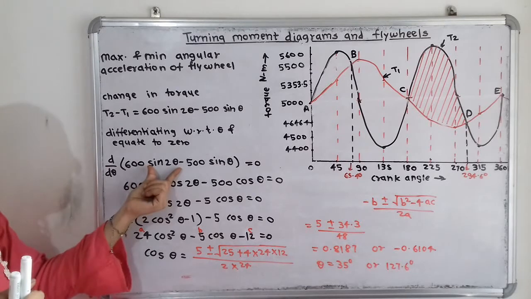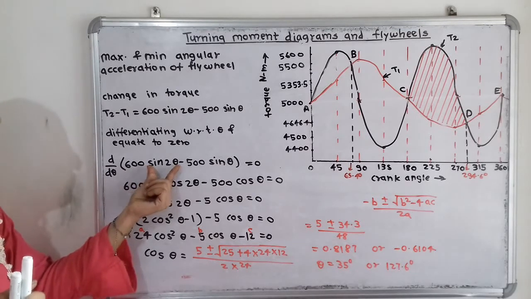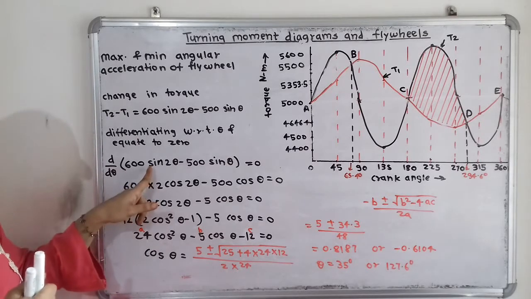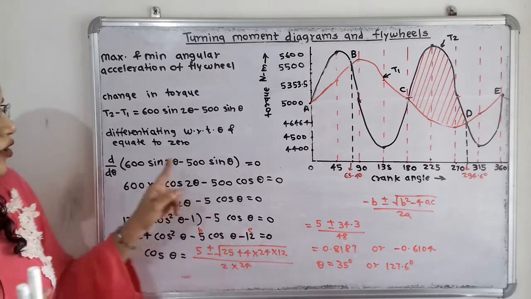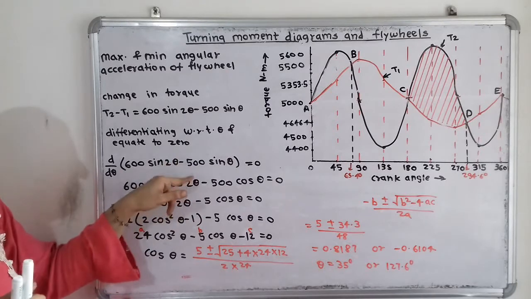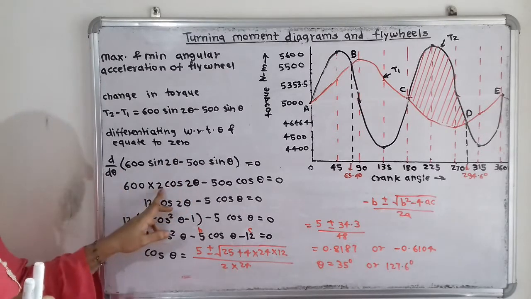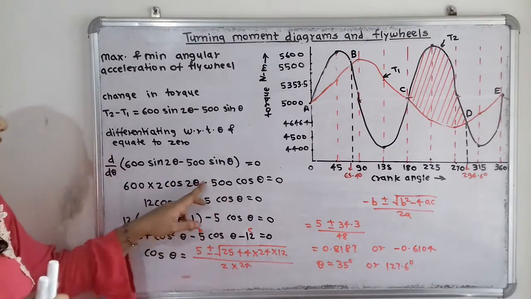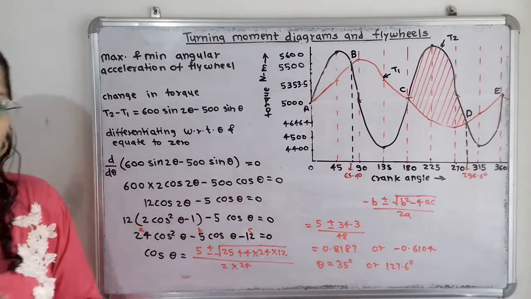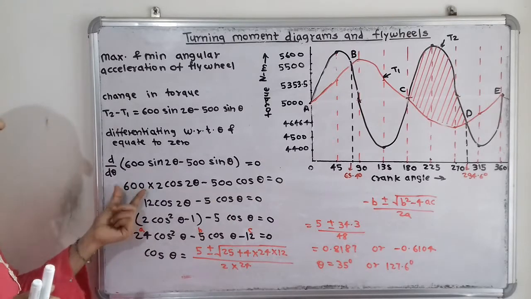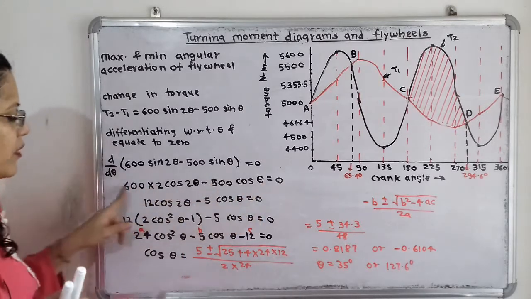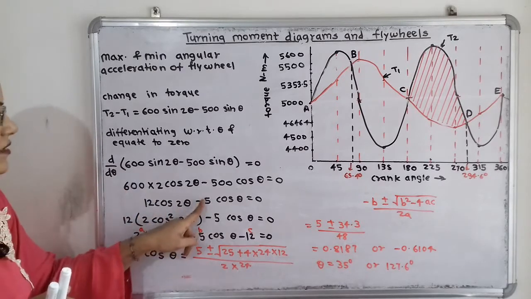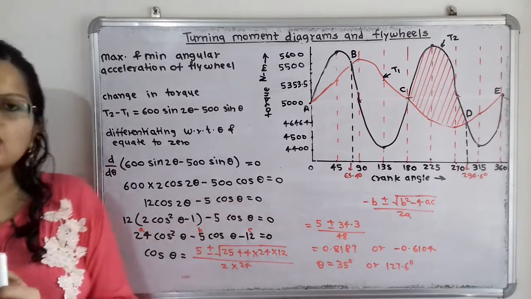So what is the differentiation of sin 2θ with respect to θ? It is equal to cos 2θ into 2, because for 2θ we have to multiply by 2. So 600 into 2 cos 2θ. Then again, for sin θ it is only cos θ. So minus 500 cos θ, which is equal to 0. So if we divide both sides by 100, then 6 into 2, that is 12 cos 2θ minus 5 cos θ is equal to 0.